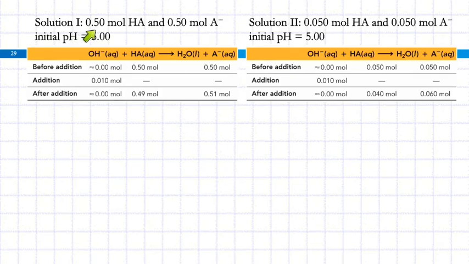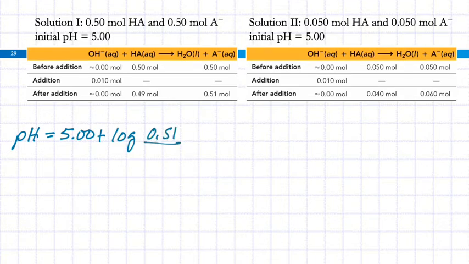So here we're starting with half a mole each of the acid and its conjugate base. Here, 0.05 and 0.05. So the initial pHs are both 5, because the relative amounts are the same. When I add 0.01 moles to this, the HA concentration is going to go down to 0.49. The A minus will go up to 0.51. So pH equals pKa plus the log of 0.51 divided by 0.49.